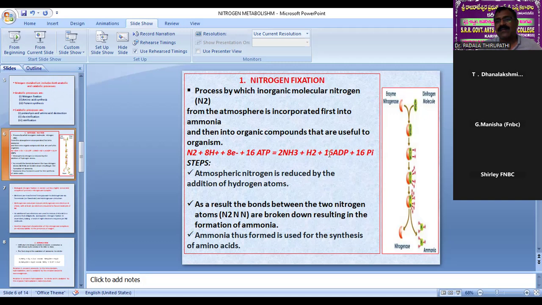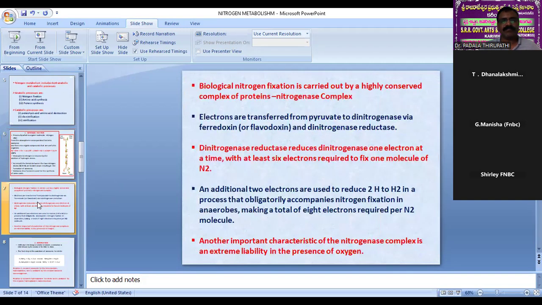So this is the mechanism of the nitrogenase enzyme. So by this process, the nitrogenase enzyme utilizes 16 ATPs, 8 protons, 8 electrons. Am I clear? Yes, sir. Okay, very good.